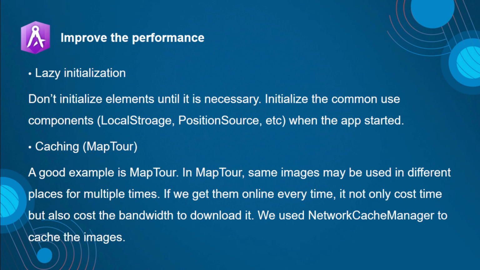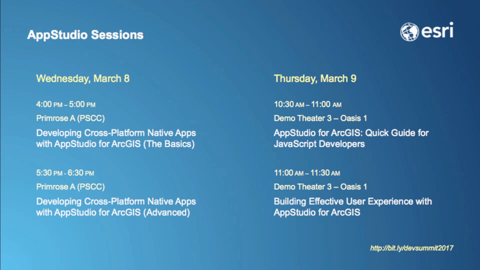Have you ever heard about a library called Picasso? Just like that, we want to cache images to local files. By using the Network Cache Manager, we can cache all these images. So that would be all three things you need to do when you design and implement your app for AppStudio. Thank you.